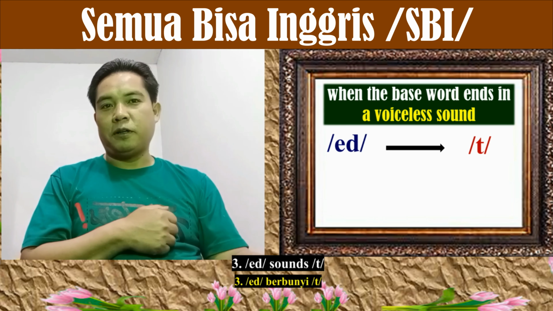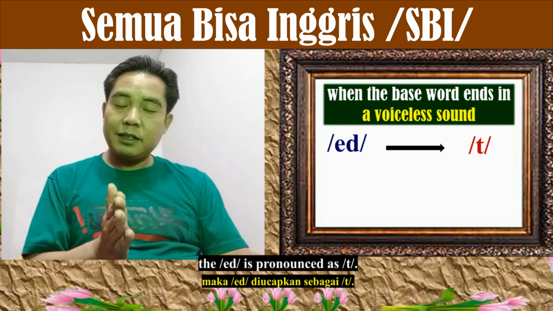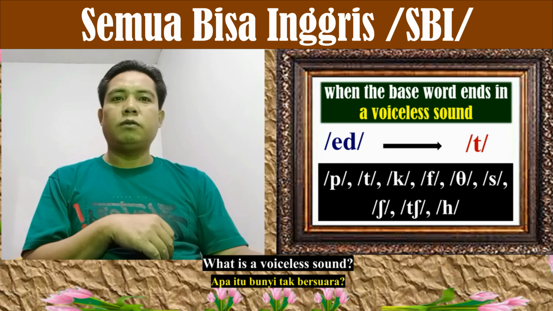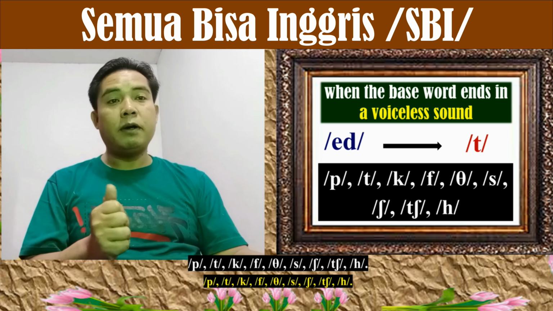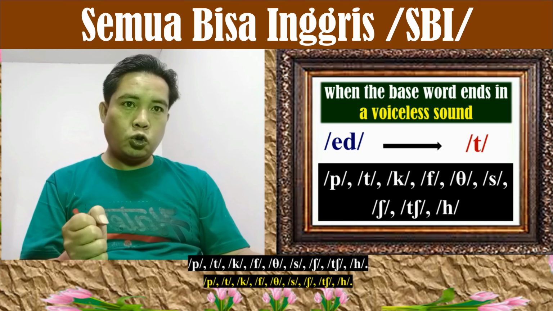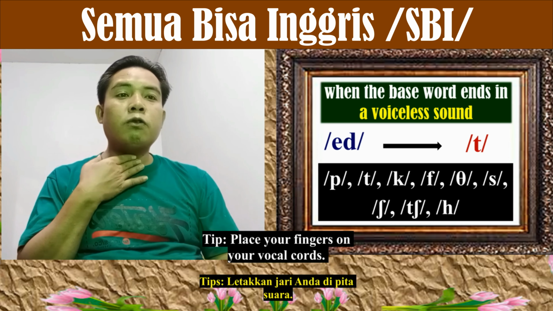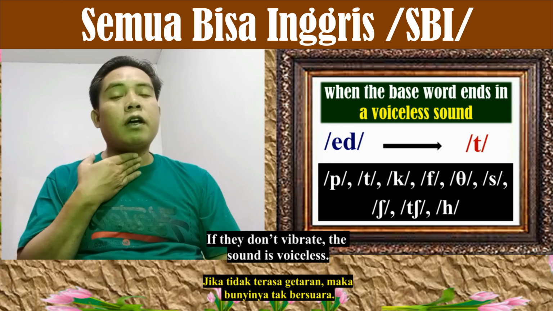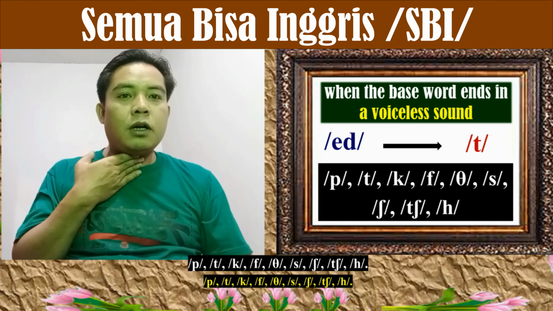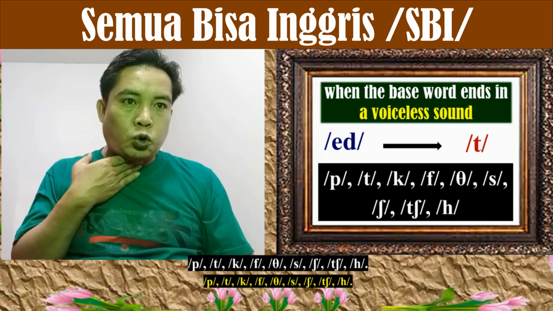3. "Ed" sounds t. Rule: When the base word ends in a voiceless sound, the "ed" is pronounced as t. What is a voiceless sound? Voiceless sounds include p, t, k, f, s, ch, h. Tip. Place your fingers on your vocal cords. If they don't vibrate, the sound is voiceless. P, t, k, f, s, ch, h.